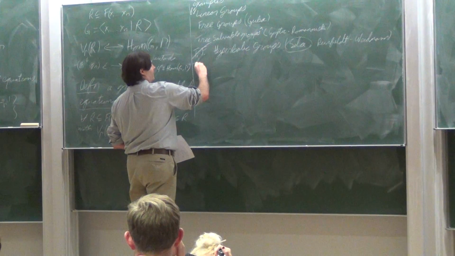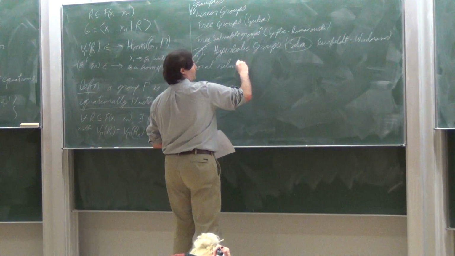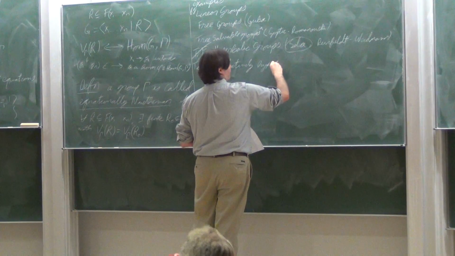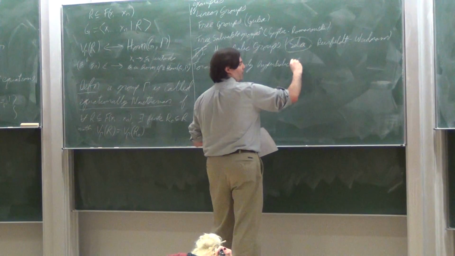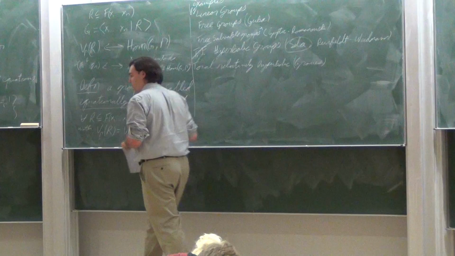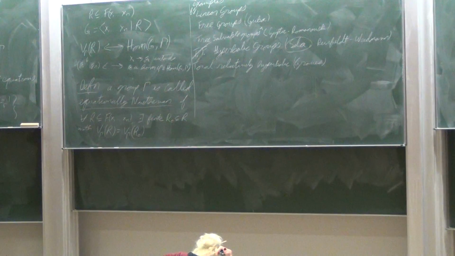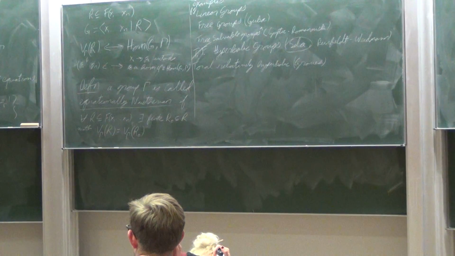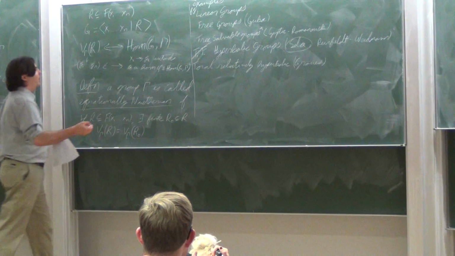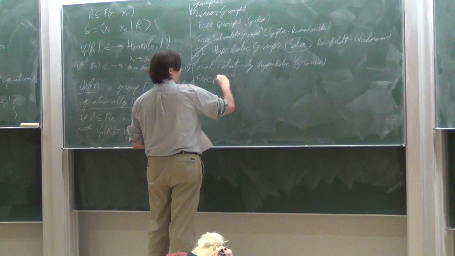So toral relatively hyperbolic groups. This is done by Daniel Groves. Toral relatively hyperbolic means both torsion-free and all parabolic subgroups are abelian. And then also free products of equationally Noetherian groups.